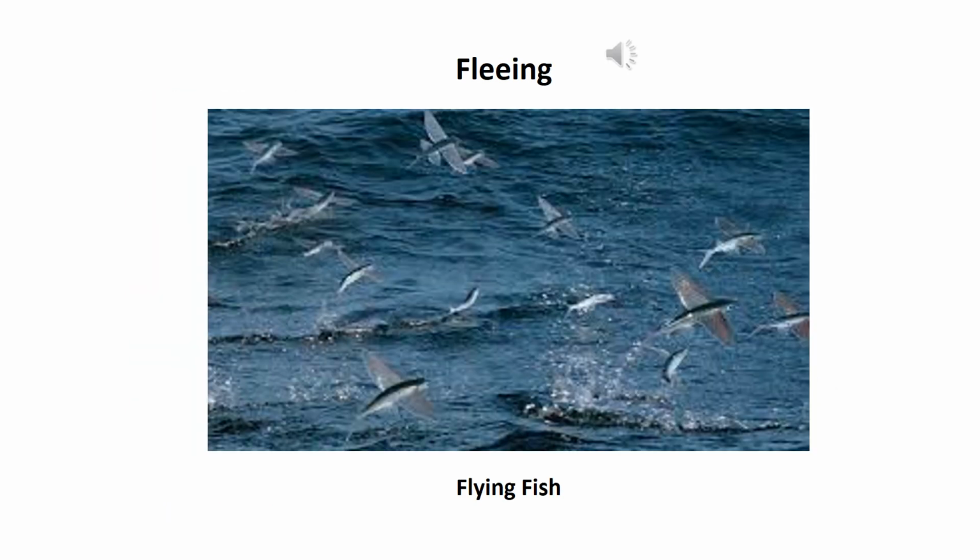Fleeing is another methodology, such as these flying fish. They really don't fly, but their fins allow them to glide 200 to 300 feet. They'll jump out of the water if there's a predator, such as a shark or a barracuda. And the shark and barracuda don't have the knowledge to know that they went up in the air. They just seem to disappear, and they land somewhere else.